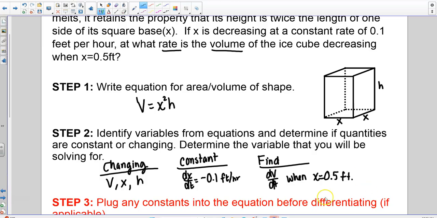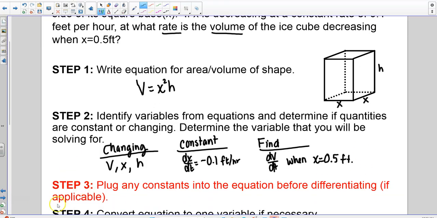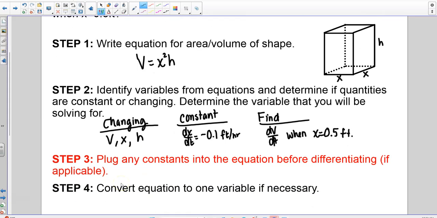So, step 3, I have it in red up here. We can't actually do step 3. There are no constants to plug in. x, h, and v are all changing. Now, in this case, this is the first one we've seen. I've got 2 variables that are in my function, right? So I've got, well, 3 if you want to count the v. But on the right-hand side of this function, I've got 2 variables to consider. So I've got an x squared and an h.